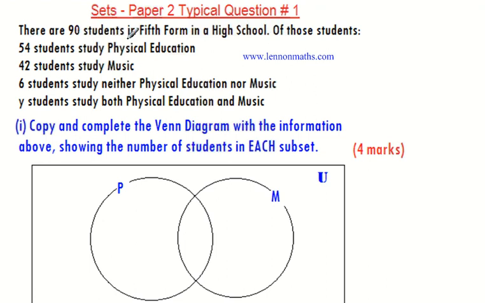There are 90 students in fifth form in high school. Of those students, 54 students study physical education, 42 students study music, 6 students study neither physical education nor music, and y students study both physical education and music. So there's an amount here that we don't know, so they use a variable y to represent that amount of students who are studying both physical education and music. That should be a little bit obvious.